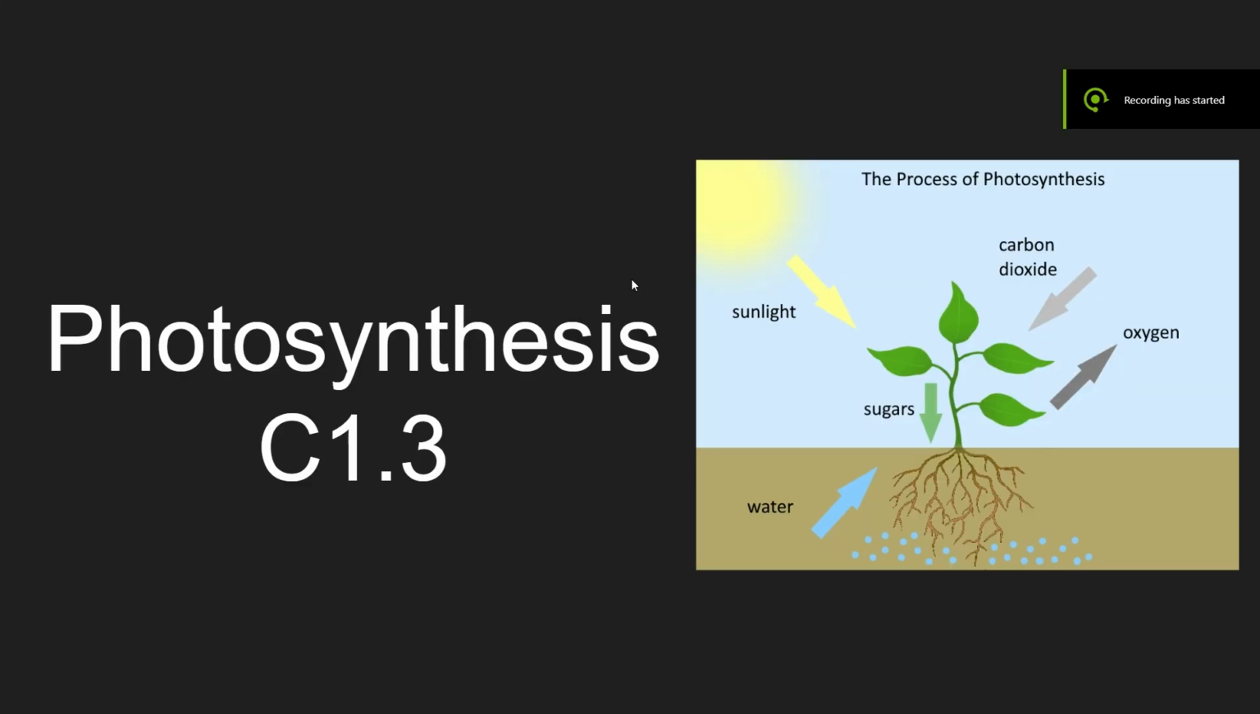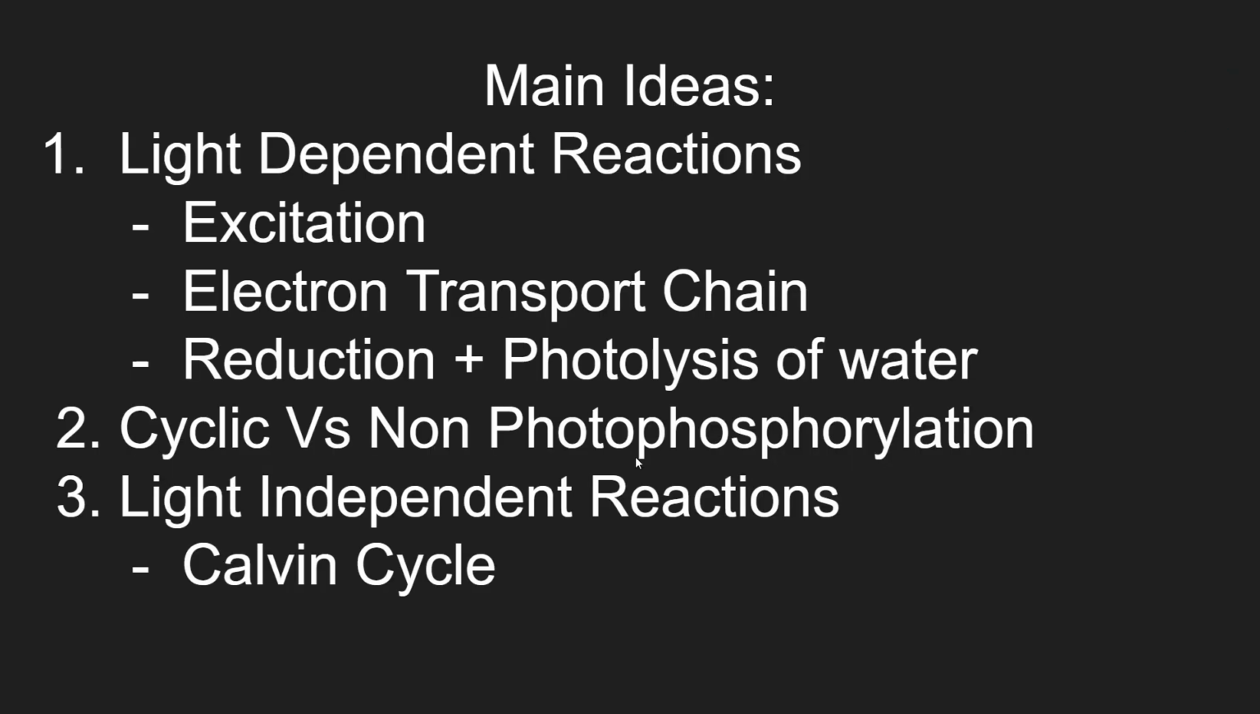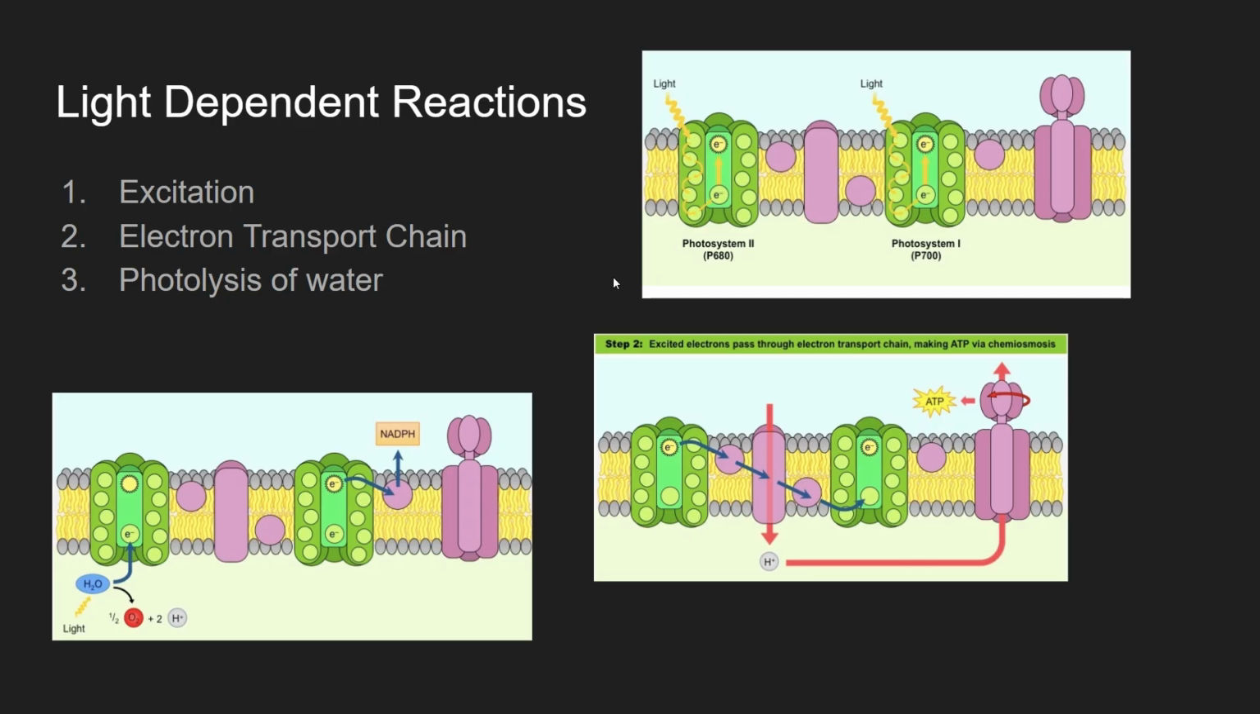Photosynthesis C1.3. Main ideas are light-dependent reactions, which include excitation, the electron transport chain, reduction and photolysis of water, cyclic versus non-cyclic photophosphorylation, and light-independent reactions, which include the Calvin cycle.